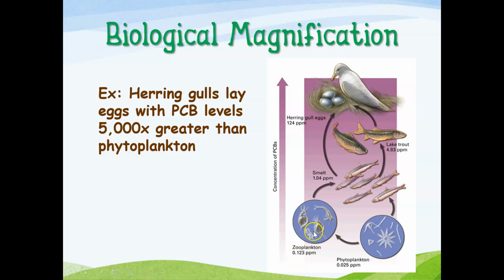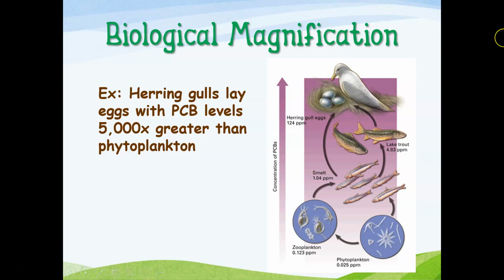But we go up to the next level of the food chain and look, it's increasing in its concentration. So those zooplankton eat the phytoplankton, they take in that PCB, and they sequester some of it into their own tissues. Well, the same thing happens when we go to the next level in the food chain, and that sequestering of that PCB in their tissues increases again in the next level, and it increases again in the next level, and it increases again in the next level.